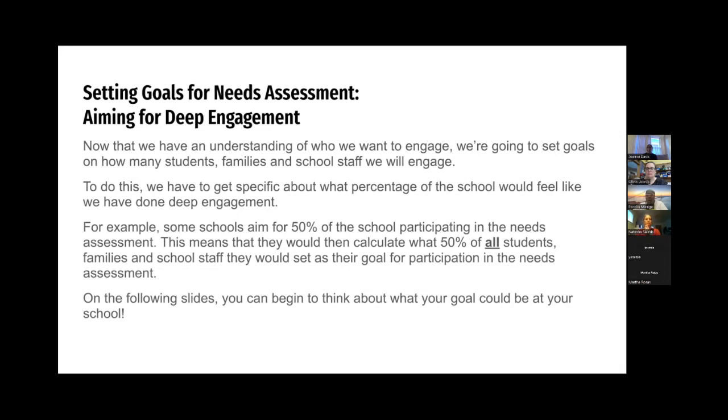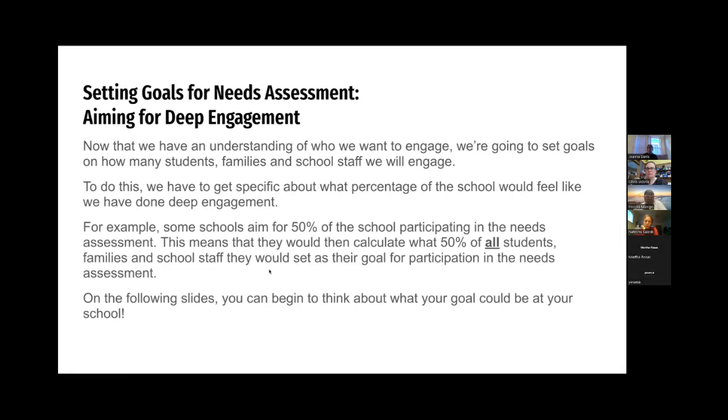First and foremost, part of the reason we set goals is because you really want to be able to monitor how many students, how many families, and how many school staff you're intending to engage. And to do that, it's really important to look at the total population of the school when it comes to your students, your families, and your school staff. And then you want to set a percentage of those families, those students, those school staff that you are aiming to engage, right? So, for example, some schools aim for 50%, right?